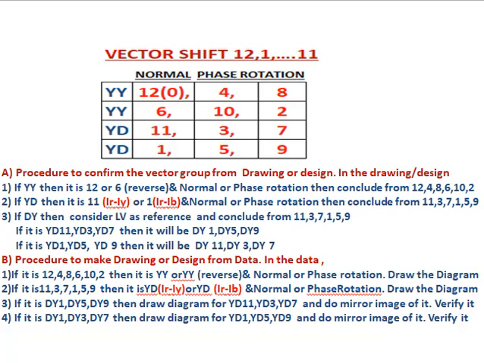If dy, then consider LV as reference and conclude from 11 o'clock, 3 o'clock, 7 o'clock, 1 o'clock, 5 o'clock, 9 o'clock. If it is YD11 or YD3 or YD7, then it will be dy1 or dy5 or dy9. If it is YD1 or YD5 or YD9, then it will be dy11 or dy3 or dy7.